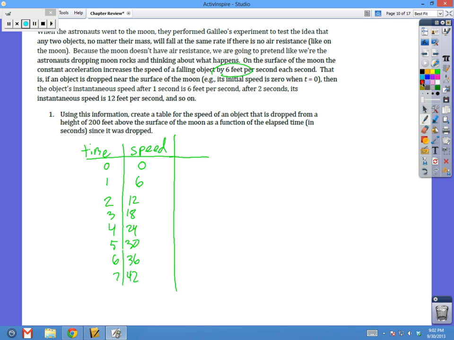Now this is going to be the distance, but not the total distance. This last column is going to be my total distance.